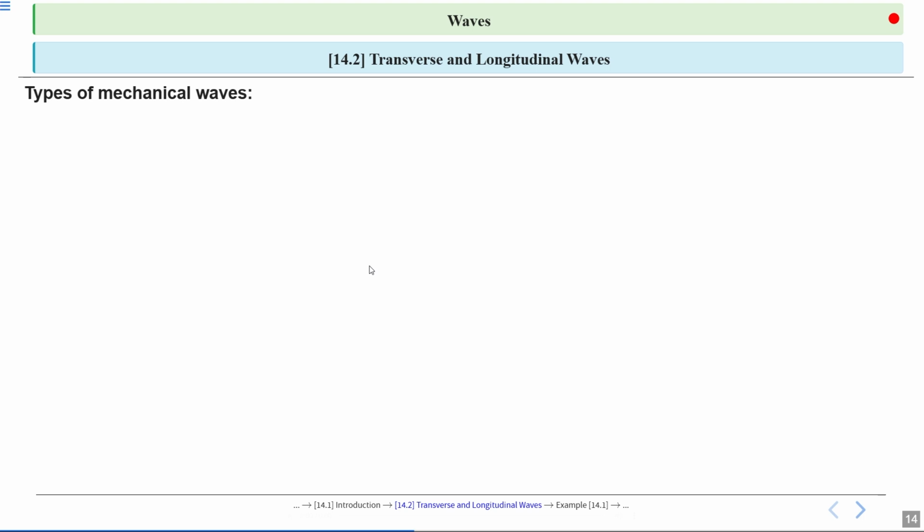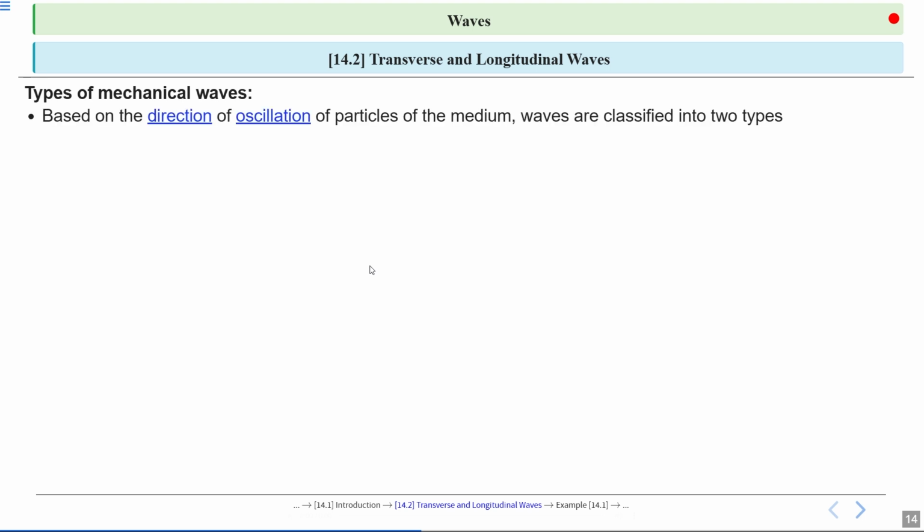Now let's discuss two types of mechanical waves. Based on the direction of oscillation of particles of the medium, waves are classified into two types. First, transverse waves. In transverse waves, the particles of the medium move at right angles, or perpendicular, to the direction the wave travels. A good example is a wave on a string, where the string moves up and down while the wave moves horizontally. Light waves are also transverse, although they don't need a medium.